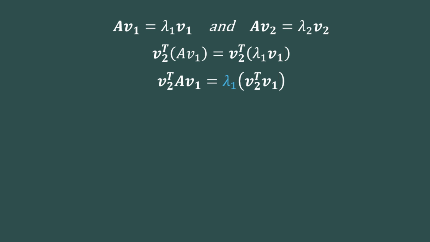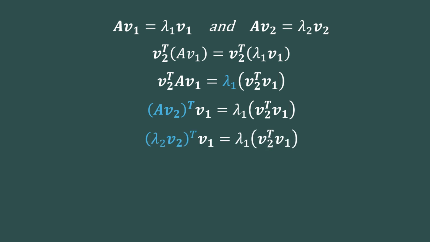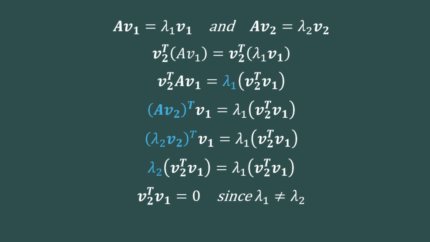Using the symmetry of matrix A, it follows that vector v2 transpose multiplied by matrix A is equal to the transpose of matrix A multiplied by vector v2. Matrix A multiplied by vector v2 is equal to λ2 multiplied by vector v2. Factoring out the scalar λ2, the expression simplifies to λ2 multiplied by the inner product of vector v2 transpose and vector v1. Since λ1 and λ2 are distinct eigenvalues, the inner product of vector v2 transpose and vector v1 must be equal to 0 for this equation to be true.